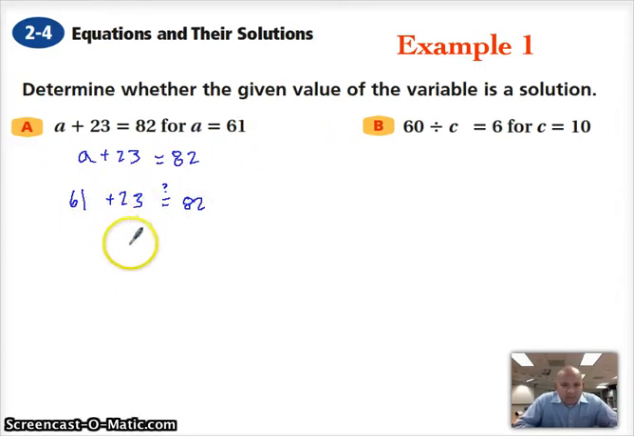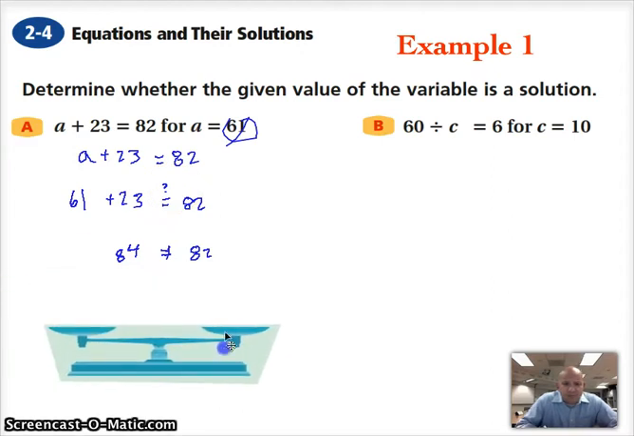61 plus 23, I can do that in my head. That would be 84. Does 84 equal 82? No. So this value is not a solution for this equation. Another way to look at it is with these pan balances. If everything were equal and we had the correct solution, we'd have 82 on one side equals 82 on the other side. But up here we have an 84 on one side of the equation and an 82 on the other. It can't be a solution.